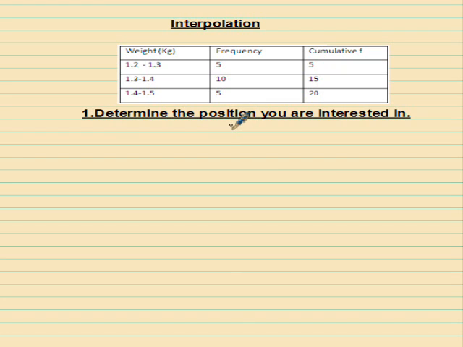And if it had been the first quartile or the third quartile we were looking for, then the position would have been different, of course. But we're looking for the 10th position. Now, the next thing we need to do, having decided that it's the 10th piece of data that we need, is to find out which group that resides in.